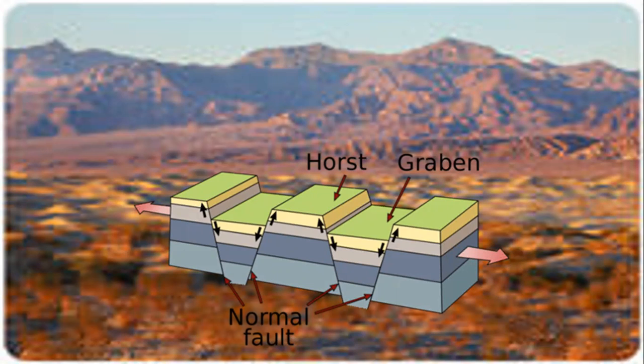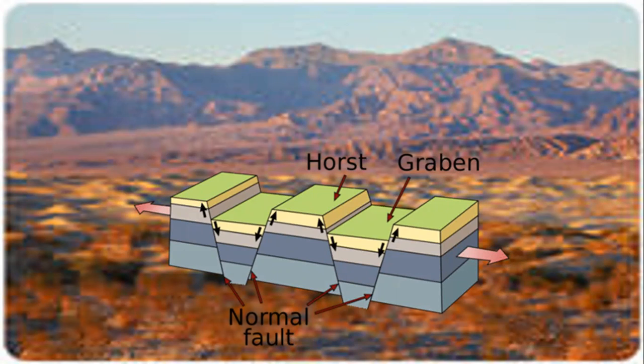When continental crust is pulled apart, it breaks into blocks. These blocks of crust are separated by normal faults. This is known as block faulting. The blocks slide up or down. The result is alternating mountain ranges and valleys. This topography is known as basin and range.